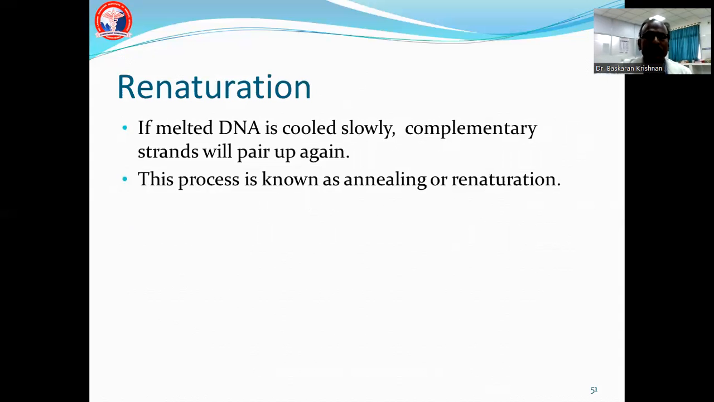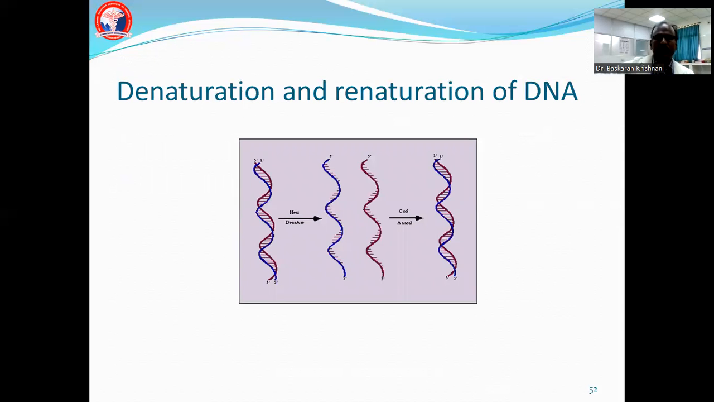When the DNA is denatured by heat and cooled down slowly, because of complementarity, the strands will come together and form the original DNA molecule again. This process is known as annealing or renaturation. This picture shows the denaturation followed by renaturation of DNA.